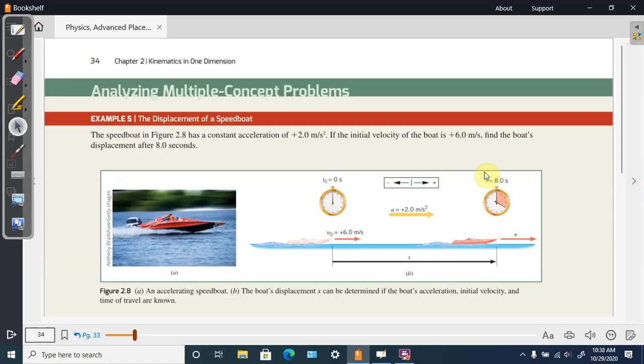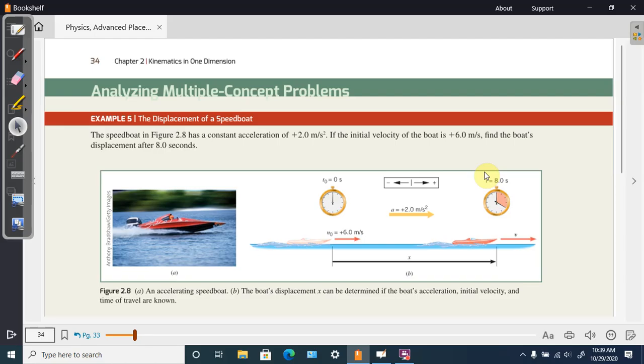So in example 5, it says the speedboat in figure 2.8 has a constant acceleration of positive 2 meters per second squared. If the initial velocity of the boat is 6 meters per second, find the boat's displacement after 8 seconds. Because they're telling me it's a positive number, we're assuming it's going to the right, because by convention, to the right is positive.